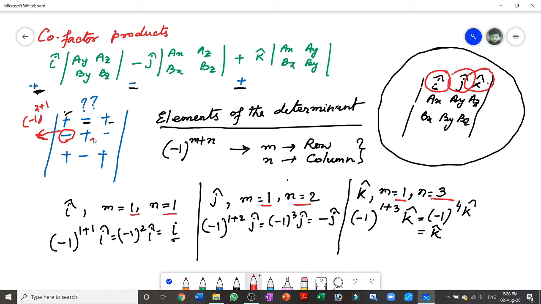See this position. For this position it is second row, second column, so it will be 2 plus 2, an even number, so it will be plus. Again for this, second row, third column, that is 2 plus 3, that is 5, so it will be minus. Likewise this. So that's the reason why it comes with plus and minus.